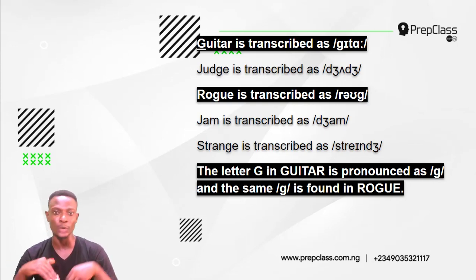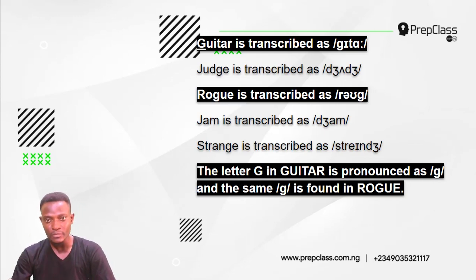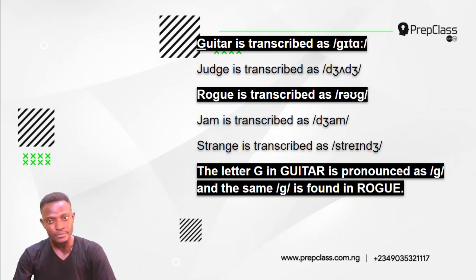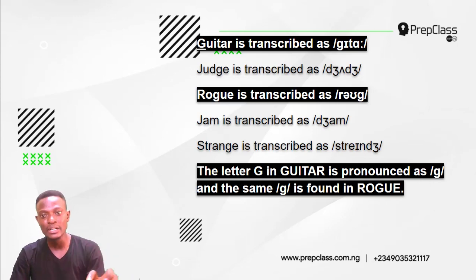It is not option C, jam. Jam is transcribed as shown on the screen. The sound we have in jam is J. It is not option D, strange. Strange is transcribed as shown on the screen. The sound we have in strange is J. So the letter G in guitar is pronounced as G.